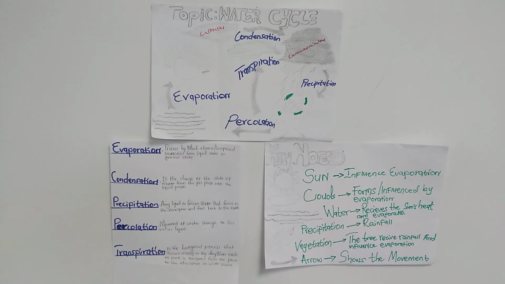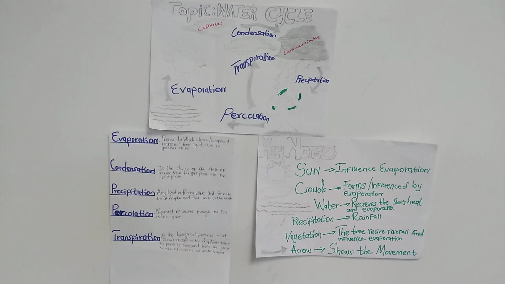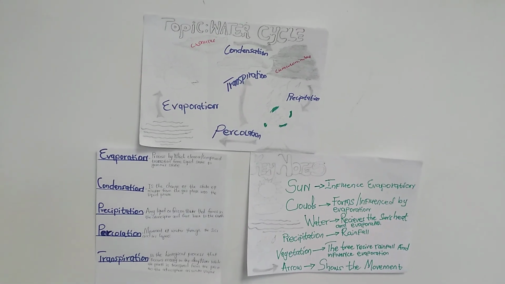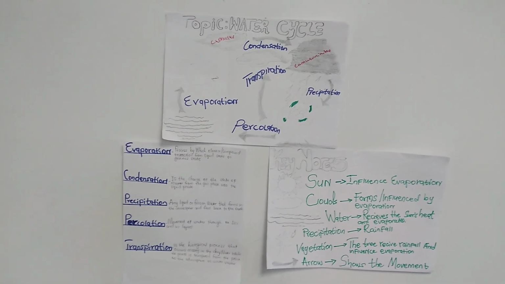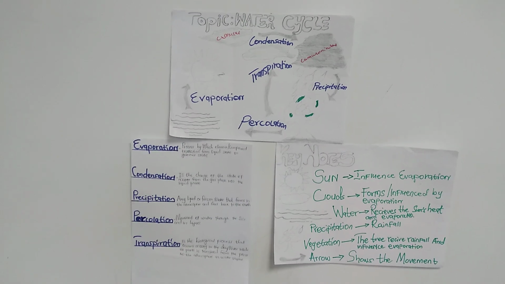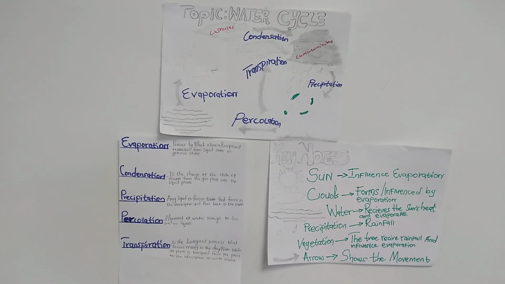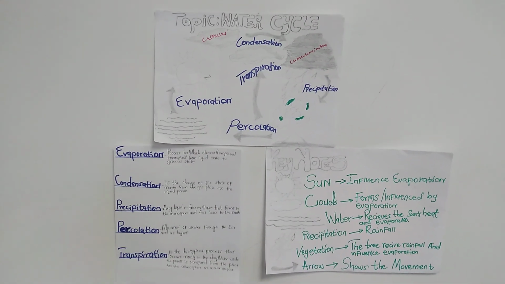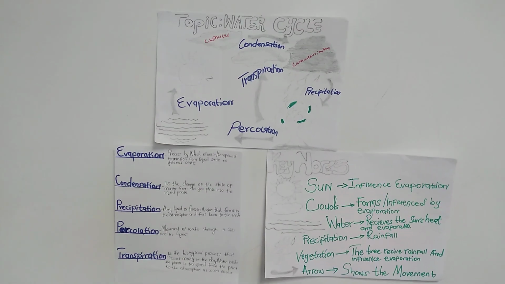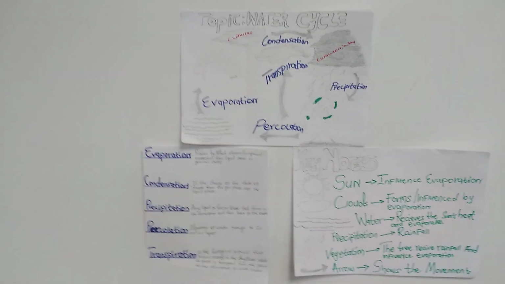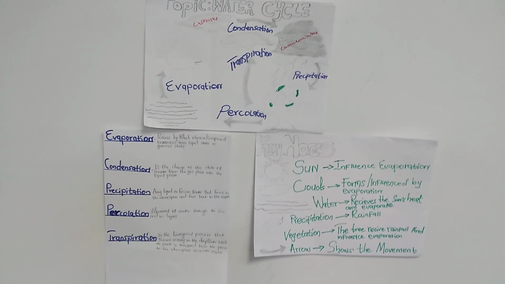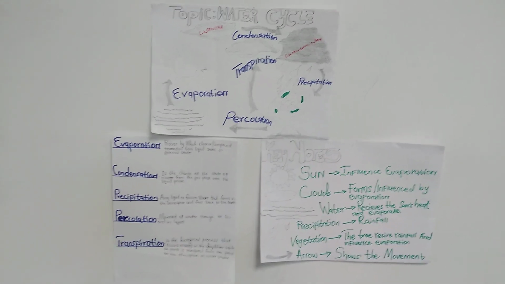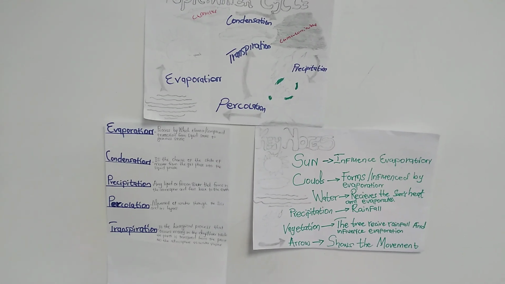And then we have condensation as number two. Condensation refers to the change of the state of a matter from the gas phase into the liquid phase. And then we're going to have precipitation. Precipitation is the liquid or frozen water that forms in the atmosphere and falls back to the earth. So when we see rain coming back to the earth, that process is precipitation. When rain is falling, that is precipitation.